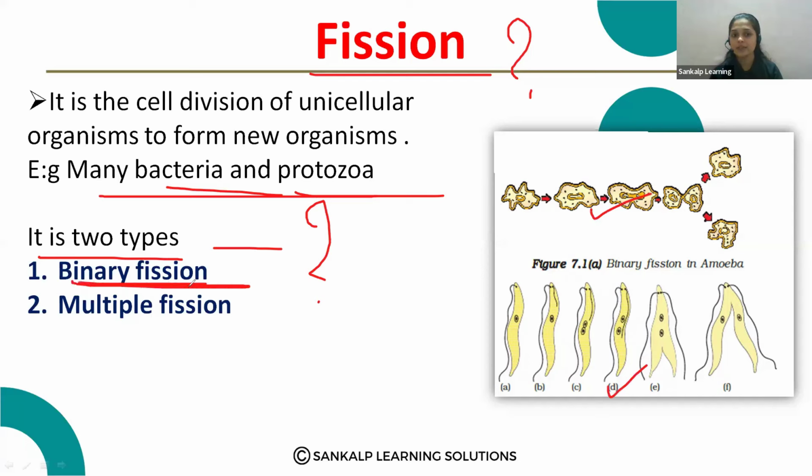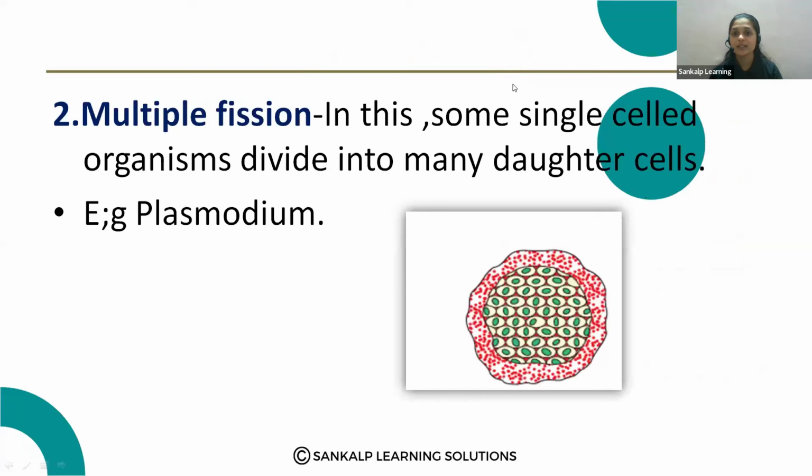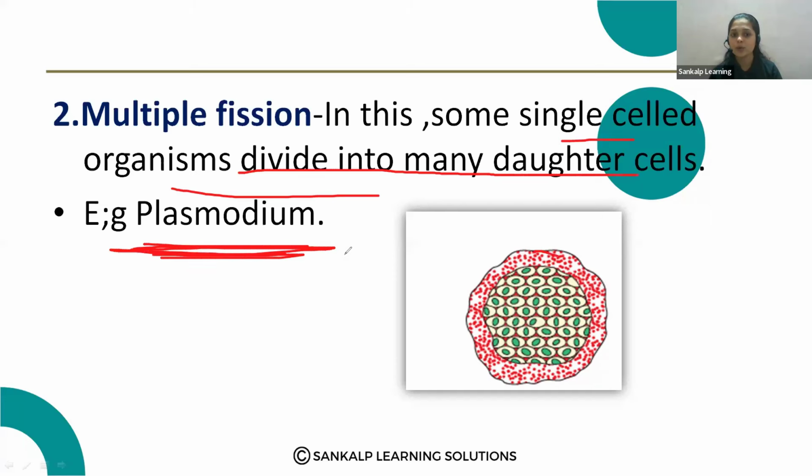And what is binary fission? How it occurs in the amoeba and how it occurs in Leishmania. So these points are very important. Then the second type of fission is multiple fission. Multiple means many, right? Here a single celled organism divides into many daughter cells. Example: plasmodium, very important. Multiple fission, note down this point.